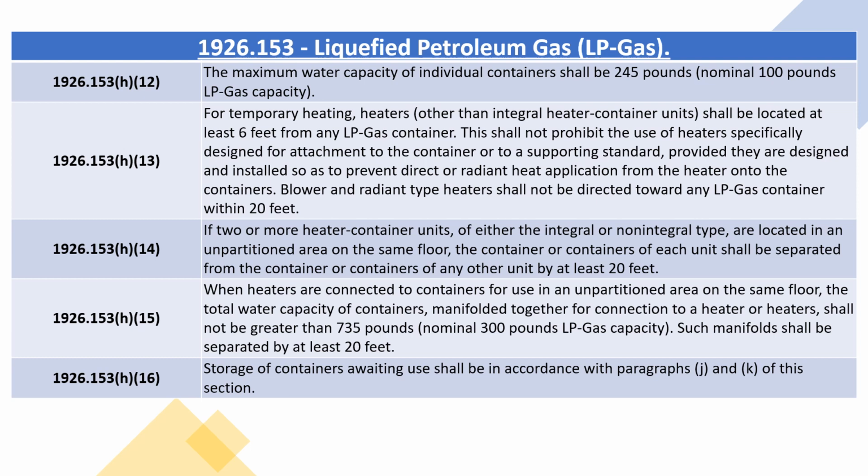1926.153(h)(15) When heaters are connected to containers for use in an unpartitioned area on the same floor, the total water capacity of containers manifolded together for connection to a heater or heaters shall not be greater than 735 pounds, nominal 300 pounds LP gas capacity. Such manifolds shall be separated by at least 20 feet. 1926.153(h)(16) Storage of containers awaiting use shall be in accordance with paragraphs (j) and (k) of this section.